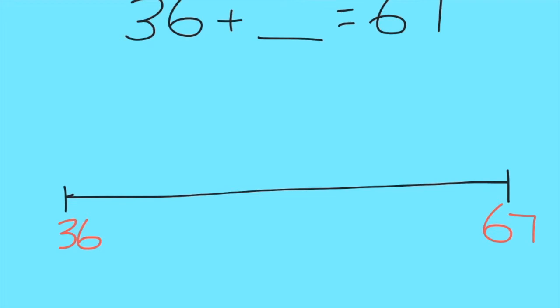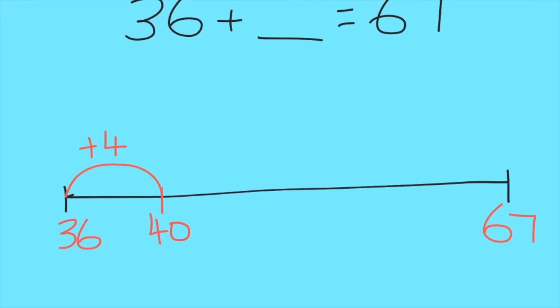So the first thing we are going to do, again, is jump to a tidy number. The closest tidy number to 36 is 40. So I'm adding on 4. Now, last time what we did is we took 2 jumps to get to the end number. We went from 40 up to another tidy number, which in this case would be 60, and then we jumped again some more ones to get up to 67.